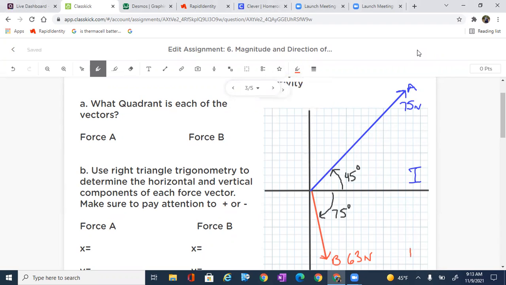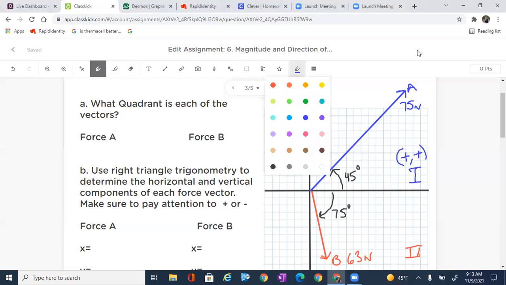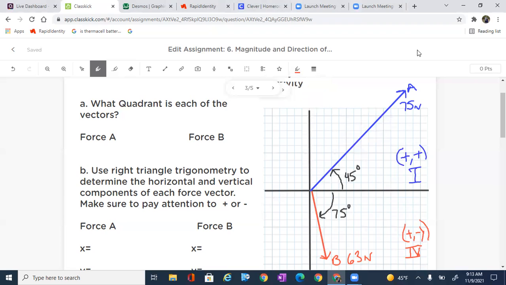And the reason why I pay attention to that is because it will tell us what the types of numbers we'll be dealing with. So in quadrant 1, X is going to be positive, Y is going to be positive, and then in quadrant 4, we're going to be dealing with a positive X value and a negative Y value. So that tells us those right away.